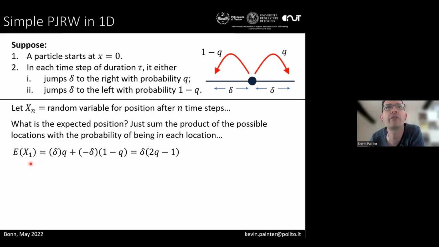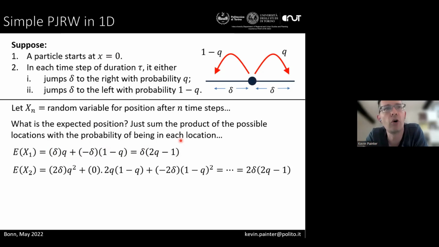So we could do this very easily for the expected position after one time step. Well, we start at 0, so it's either going to be at position delta or minus delta. It'll be at position delta with probability q. It will be at position minus delta with probability 1 minus q. So the expected position after one time step would be simply delta q plus minus delta times 1 minus q, and that's delta times 2q minus 1. So incredibly straightforward calculation. That was very easy.